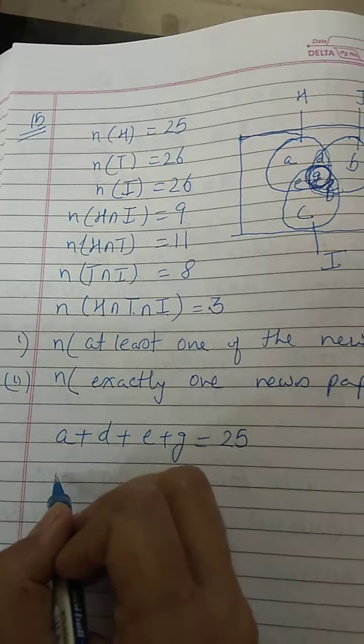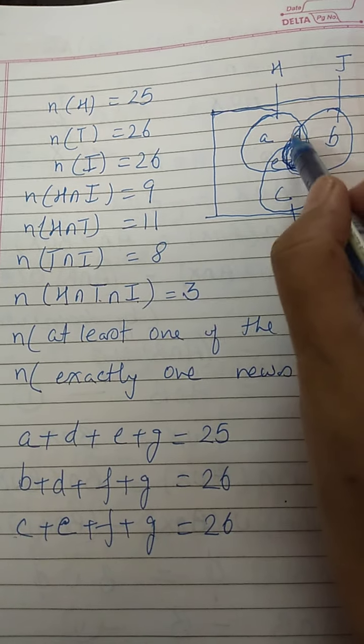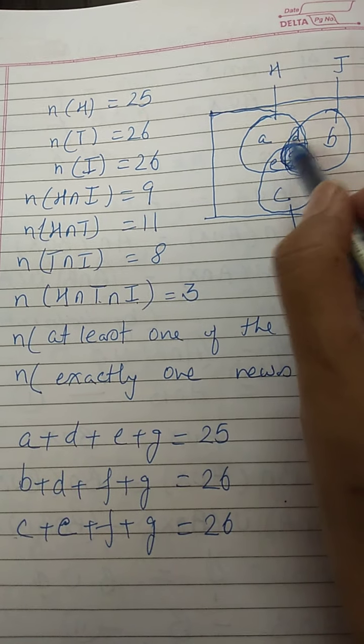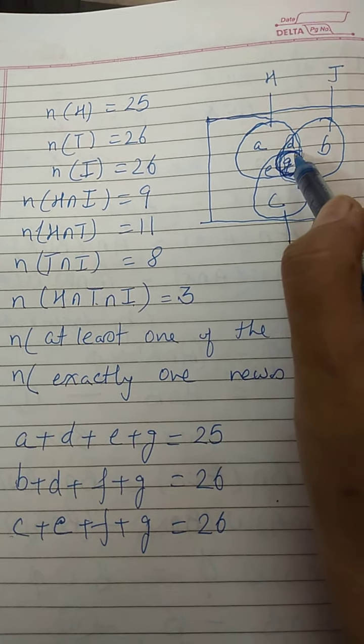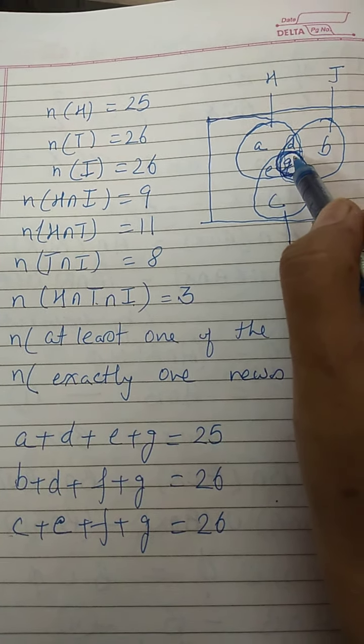Now the intersections. When I take the H curve and T curve, this is the intersection part of H and T. What are the alphabets between H and T? It is D plus G. So D plus G is the intersection of H and T, which is given as 11. So this is equal to 11.